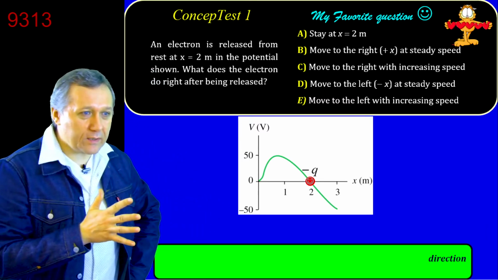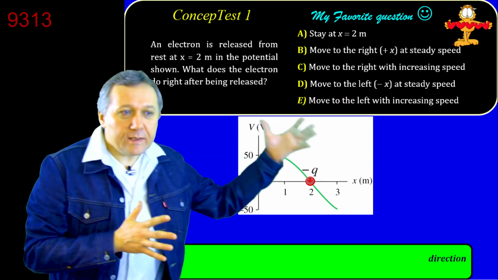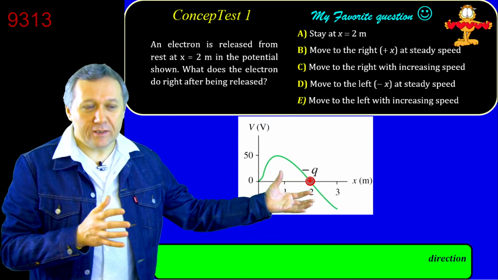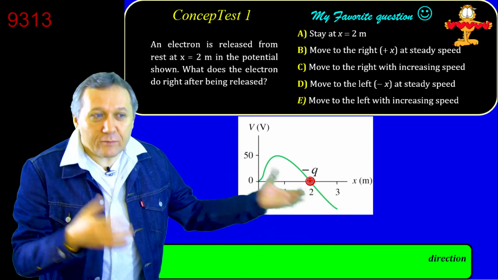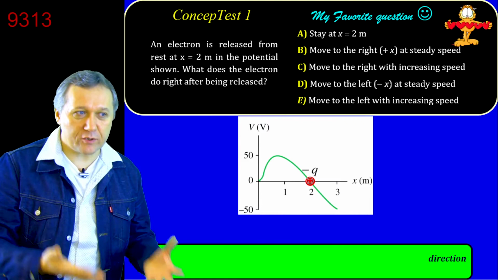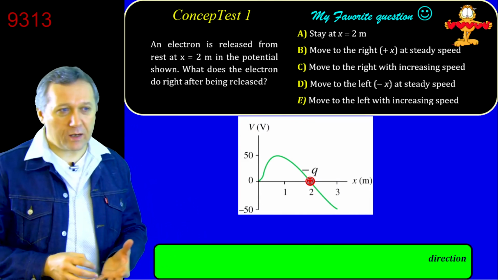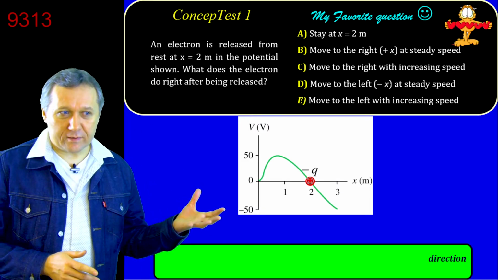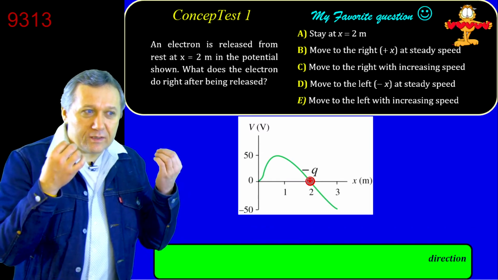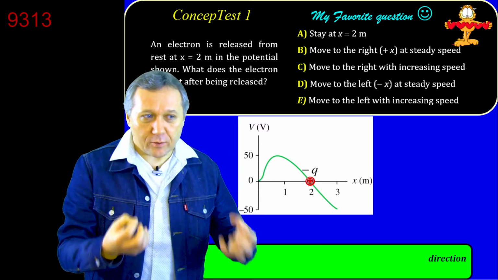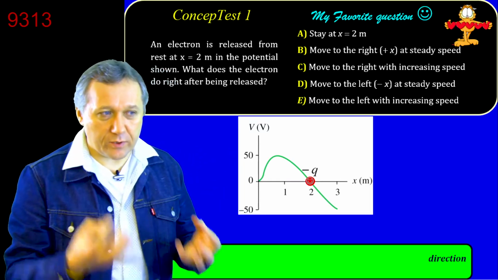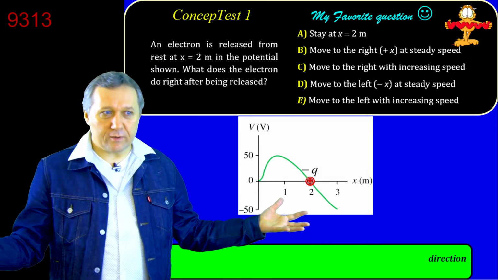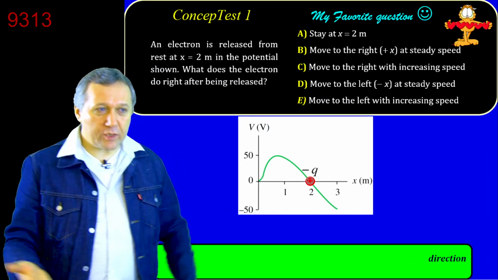But in our case, the electron is released, so the initial velocity is 0. And we want to get information about the direction of motion right after the electron was released. So velocity cannot give us information about the direction of motion because it's 0. Okay, so what can be done in this case?